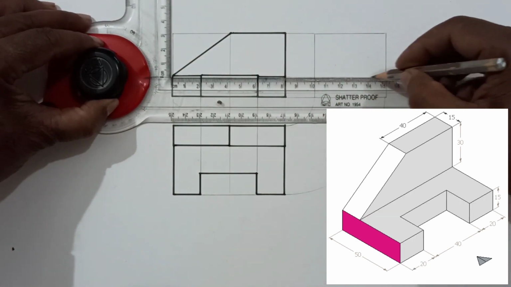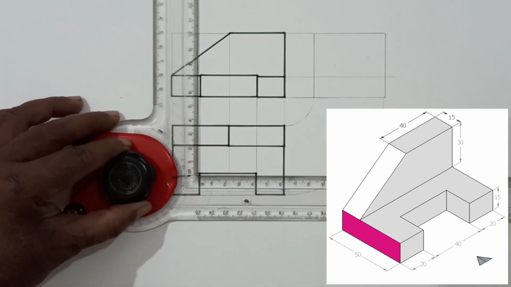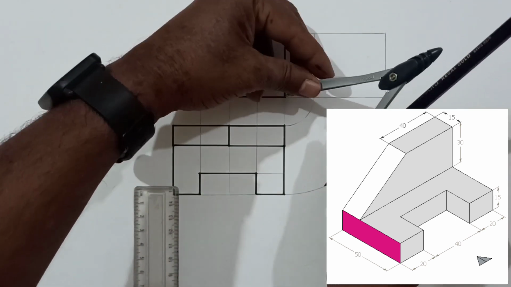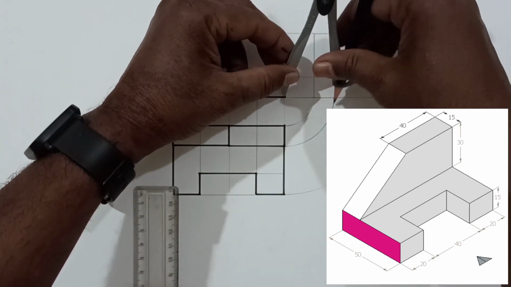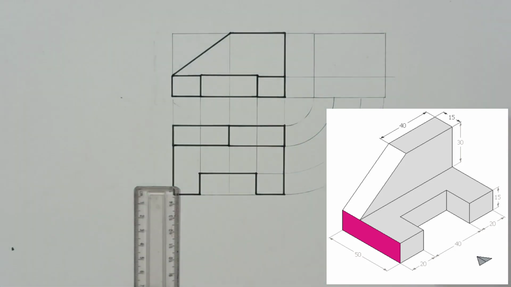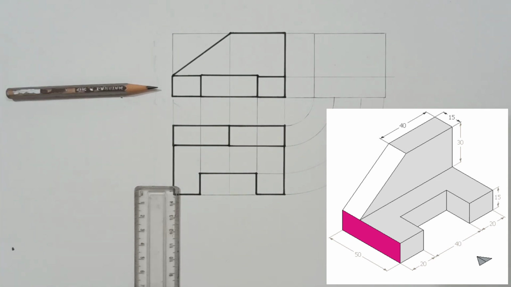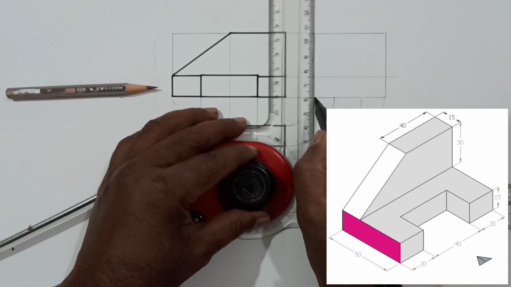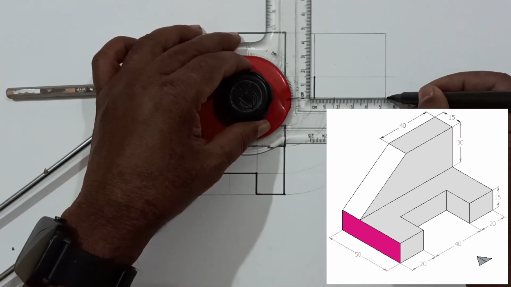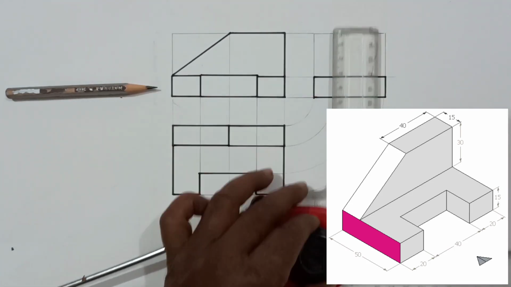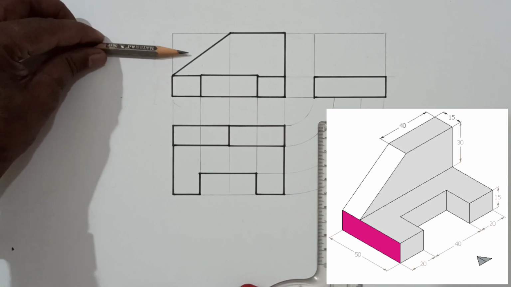Now we have to draw side view. For side view, consider this color surface of which width is 15 millimeter and height is 15 millimeter. Draw the projections from top view, which will help to locate the views which can be observed in side view. Now consider this rectangle of width 50 and height 15 millimeter.